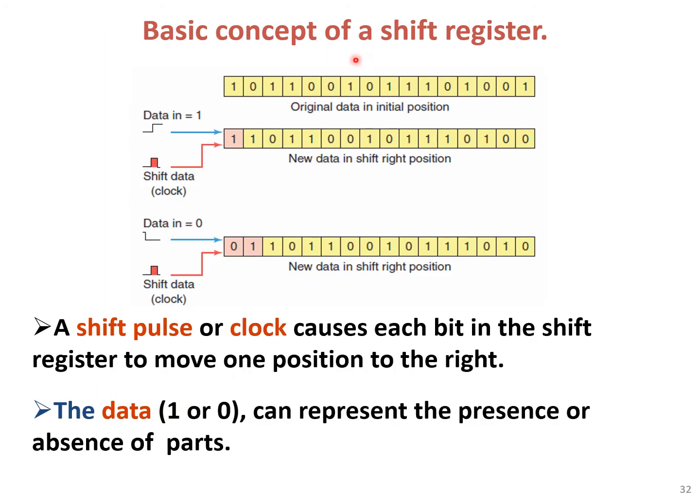Basic concept of shift register. This is the initial position of bits. And if we shift it to the right, you see that this one goes to this position, okay? This one basically comes here. The second bit comes here, third, fourth, yes. But what happens to the last one? Yes, the last one will move to the beginning. Okay, so the last one moves to the beginning.